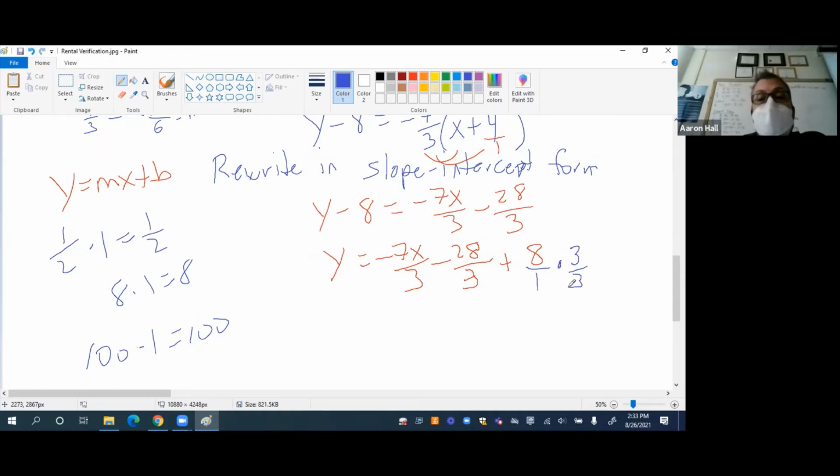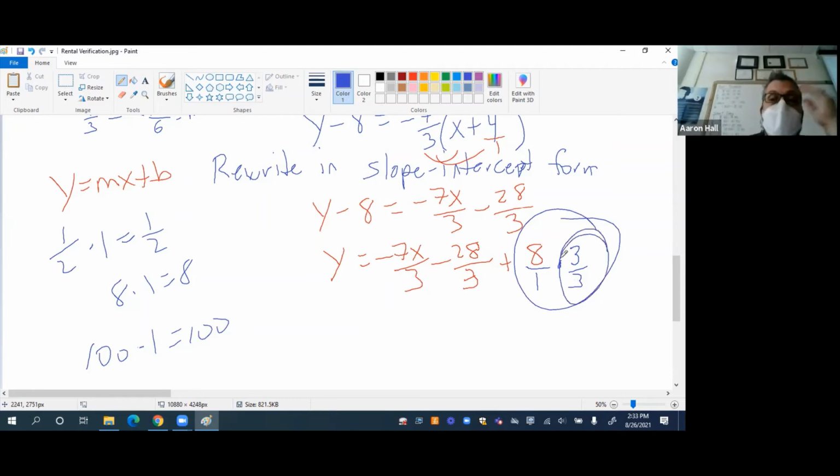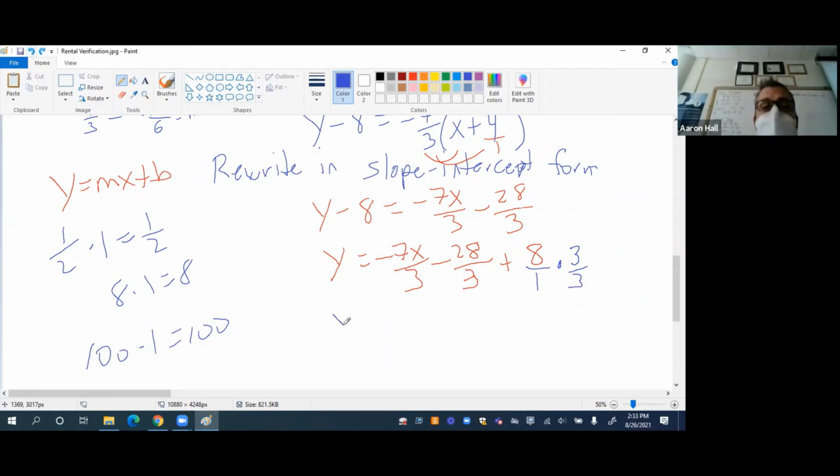So that gives me, and I know what you meant, I just want to make sure that we all understand why that works, why we can do that, why we're not violating any rules of math. So I have y equals negative 7x thirds minus 28 thirds plus what? 24 thirds.